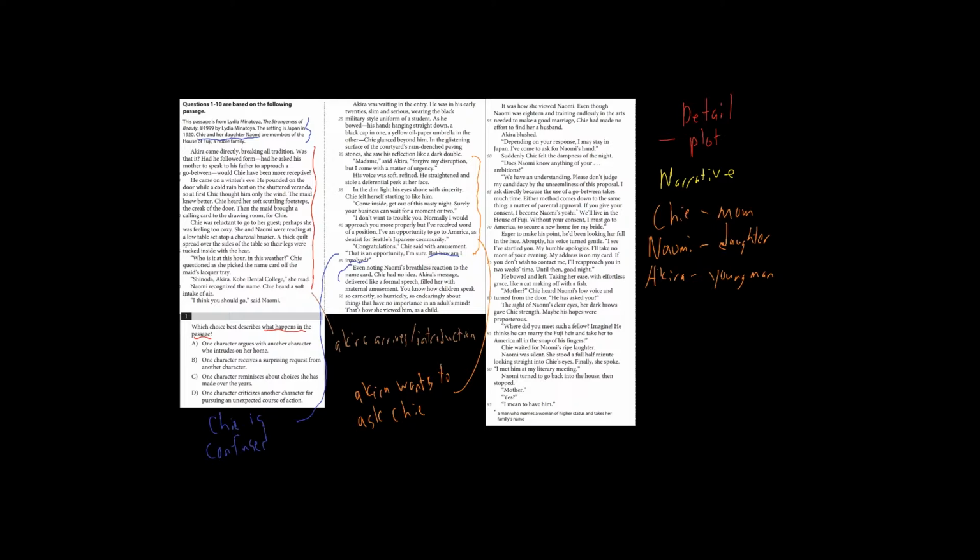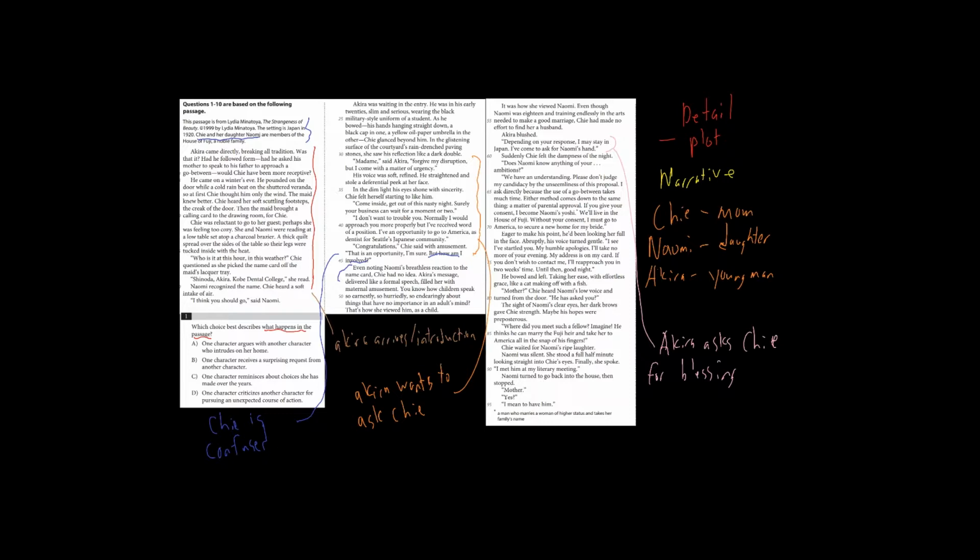And if we keep reading, we find out that Akira's request right here is that he actually wants to marry Naomi. So he's asking the mom for the blessing. That's what's happening here. Akira asks Chi for blessing. So he's saying, hey, if you let me marry your daughter, I won't go to America. So that's the general plot.